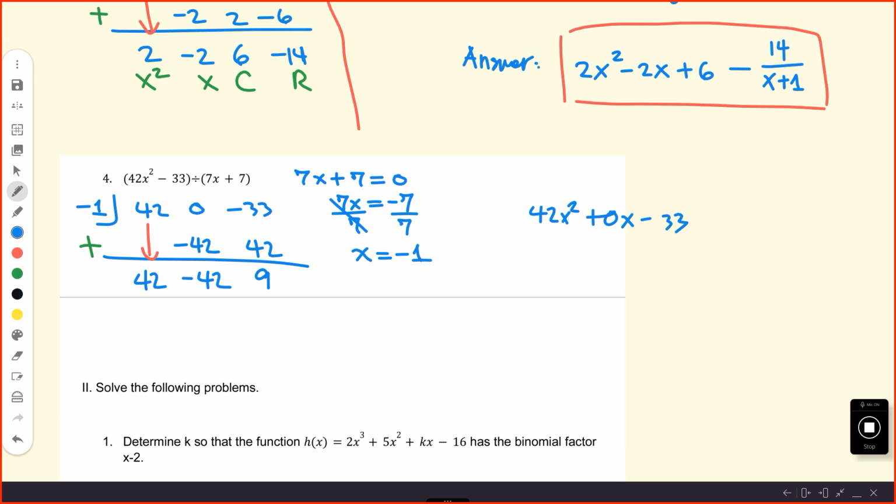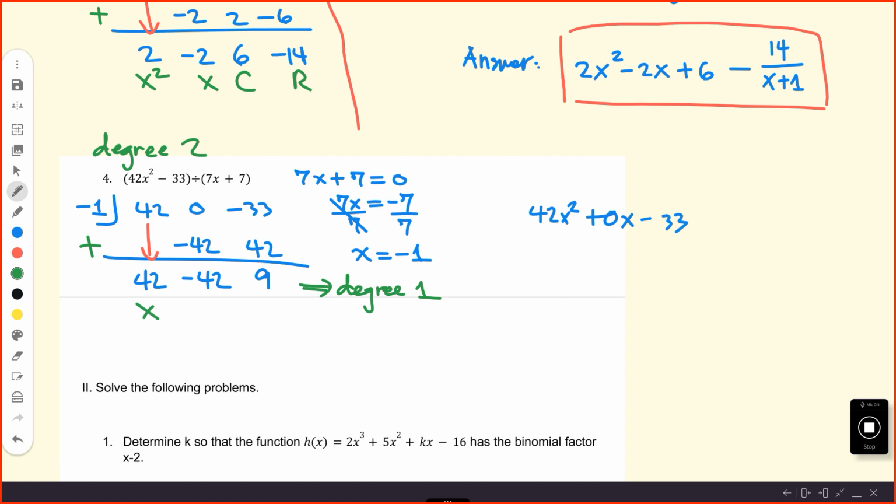Okay? Now, if you forgot to put a 0 here, it's going to mess up this part. Okay? So make sure you have a placeholder. Okay. Now, since the given polynomial is degree 2, again, it's always minus 1 for the answer, right? So therefore, the answer will be degree 1. So you're going to start with x, not x squared. Okay? So the 42 will be x.